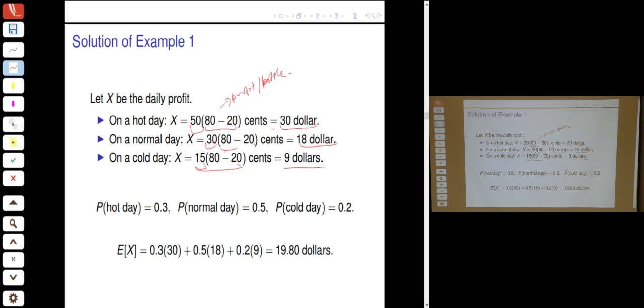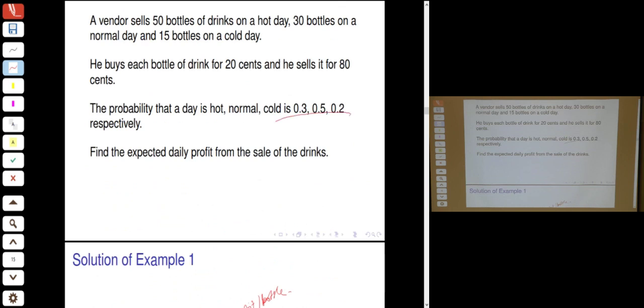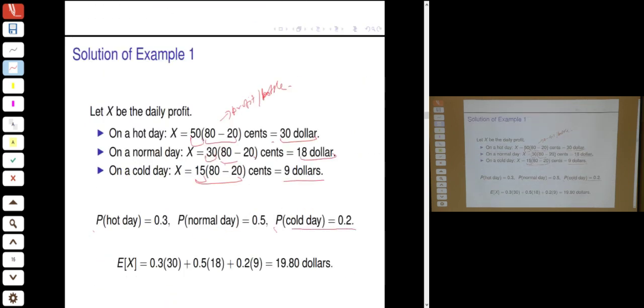So now we have investigated the random variable X, and we have calculated its possible values: $30 on a hot day, $18 on a normal day, $9 on a cold day. The probability of a hot day is 0.3, a normal day is 0.5, a cold day is 0.2. So the expected profit is just the weighted sum of the value of X weighted by the probability that it takes that particular value. If you form the weighted sum, weighting against the probability of having a hot day, a normal day or a cold day, you will get the expected profit as $19.80.